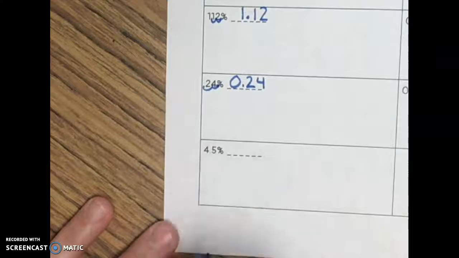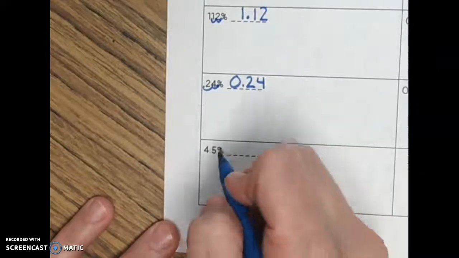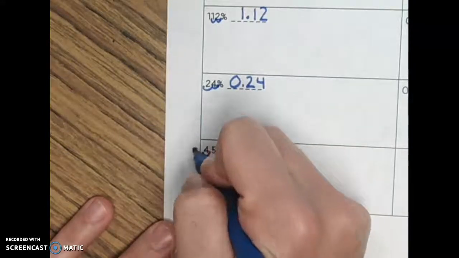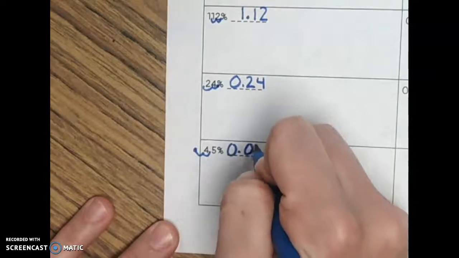And our final one, the decimal point is already in there, so we don't have to place one. We just move 2 to the left. 1, 2. So 0.045.